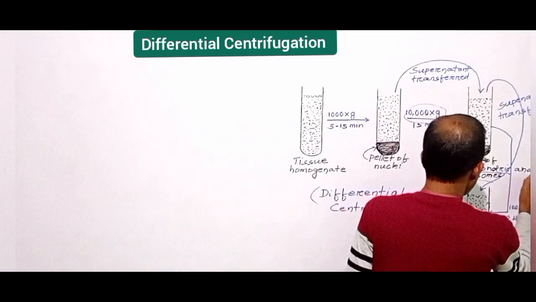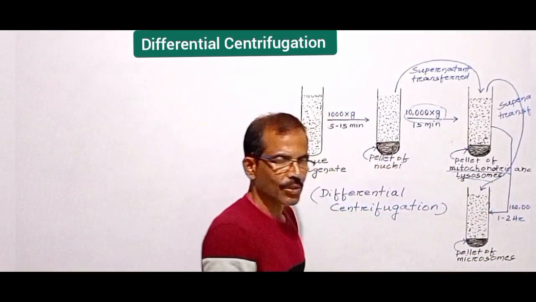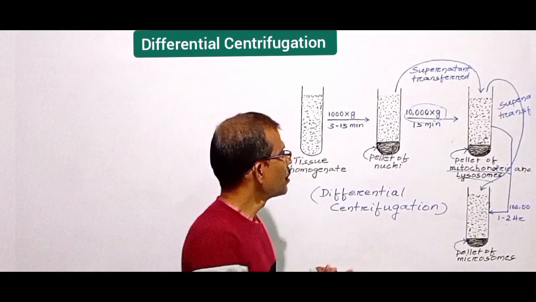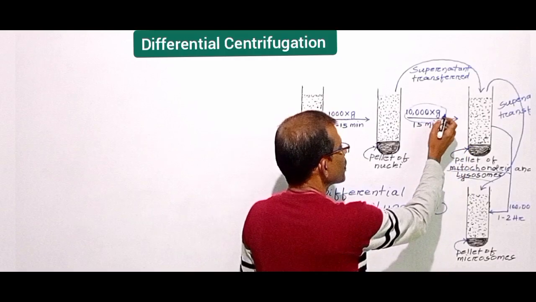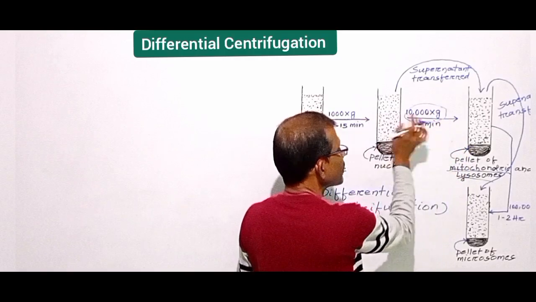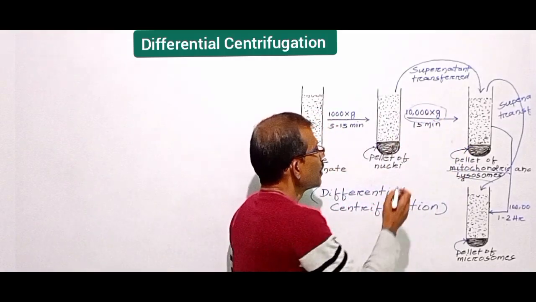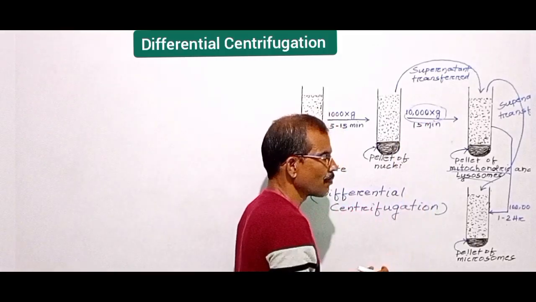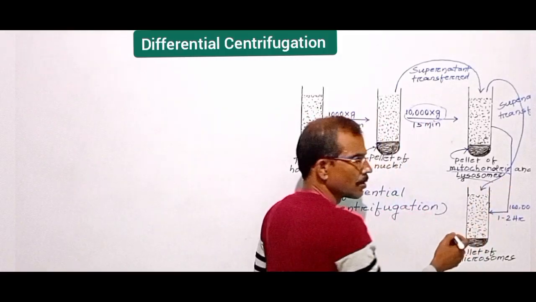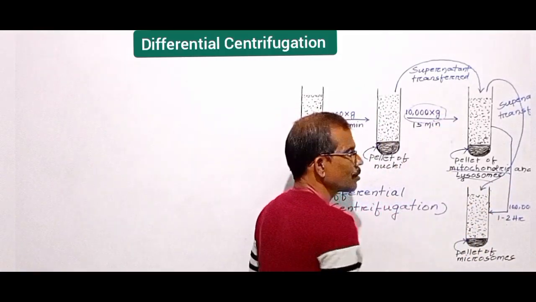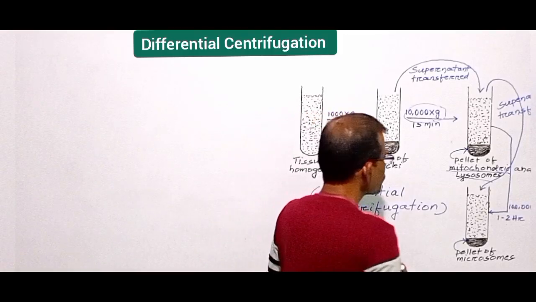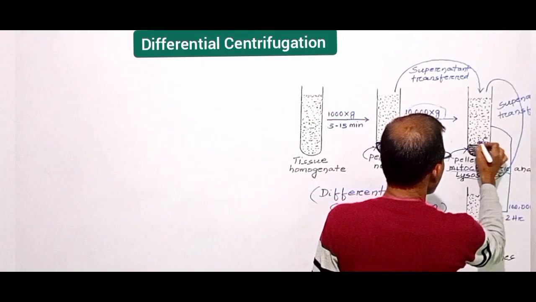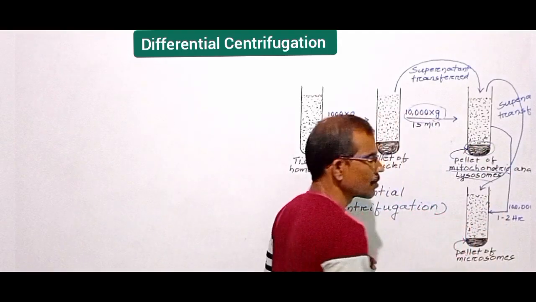Because mitochondria and lysosomes are smaller than nuclei, in the second round we applied a stronger centrifugal force than in the first round, about 10,000 G, for the sedimentation. So the second round of centrifugation results in the sedimentation of mitochondria and lysosomes.